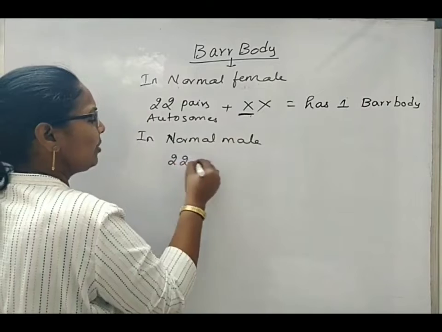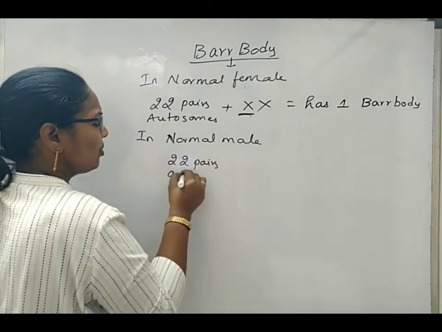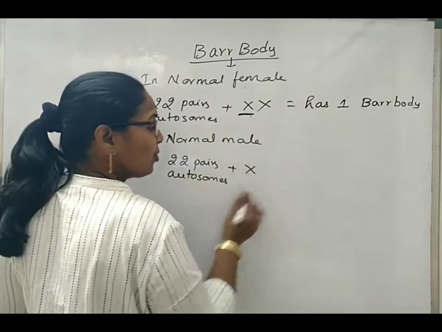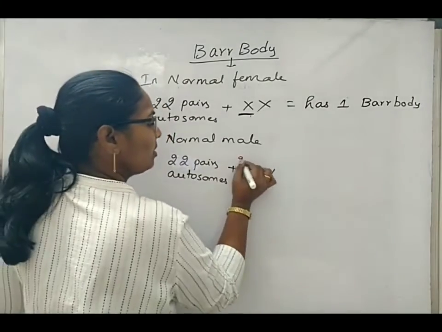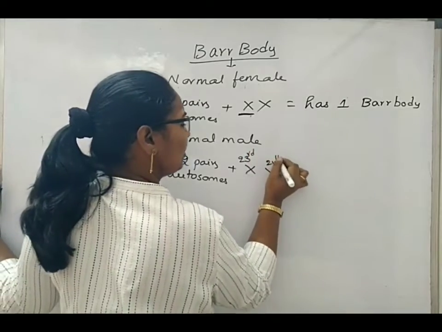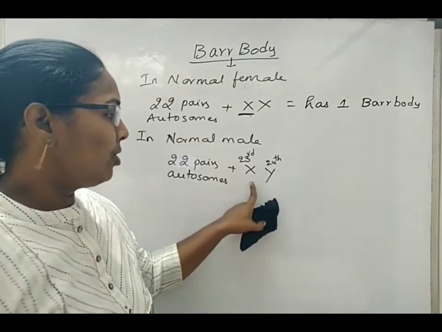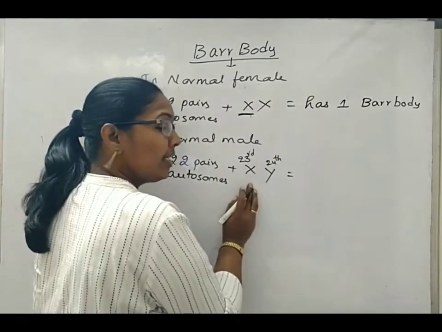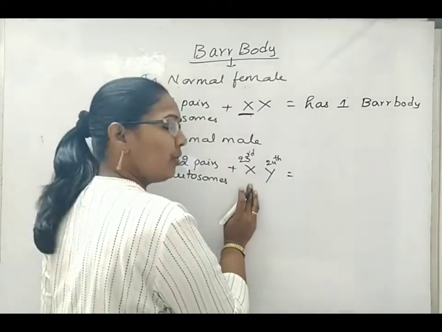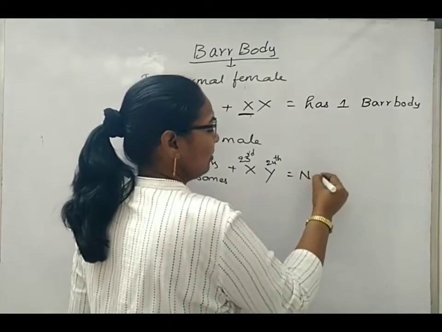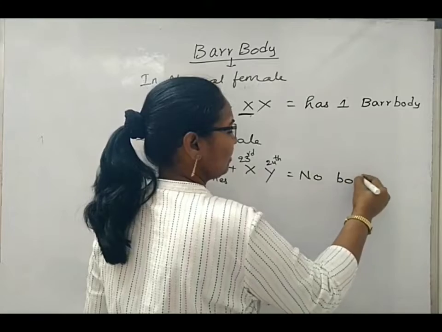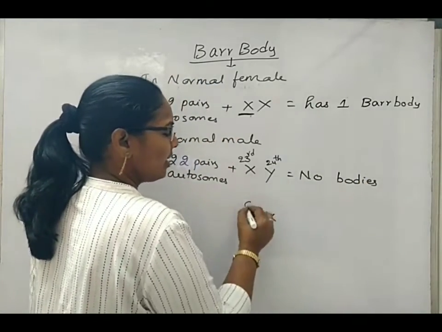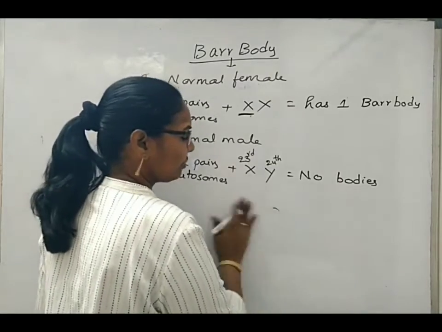If you take a normal male, again there are 22 pairs of autosomes plus the 23rd X chromosome and the 24th Y chromosome. These are not the same, so they are heterochromosomes, or the condition is hemizygous in a normal male human being. Here we have to say there are no BARR bodies, because a pair of X chromosomes is not present as the sex chromosomes.